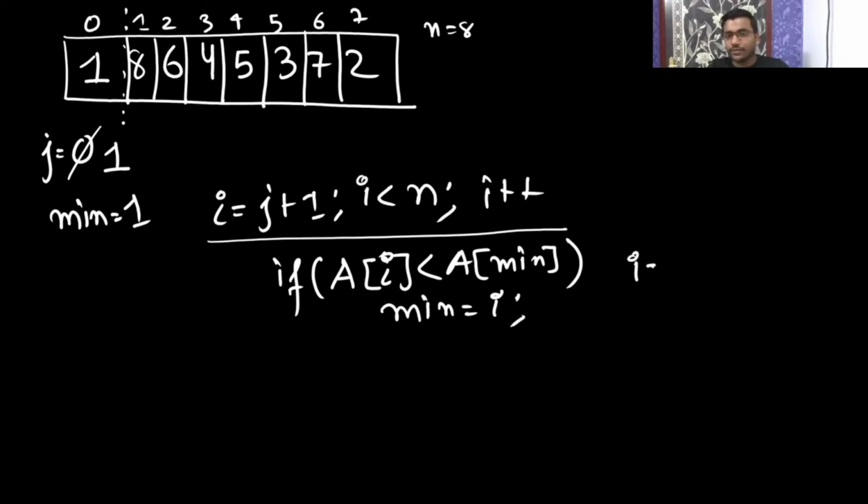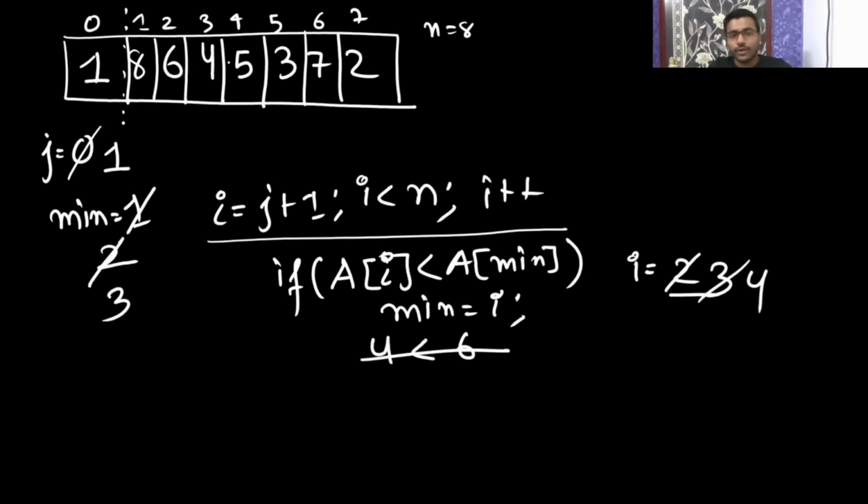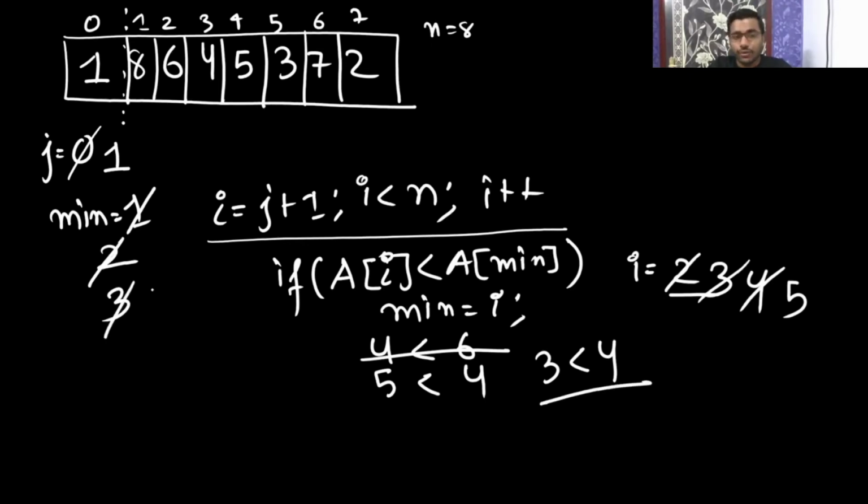So now i was having 2. Now mean you got here. Now i will increment, 2 plus 1, that is 3. So 4 is smaller than 6. Yes, it's smaller. So again mean will be i, so i is 3. Now it will again increment to 4. It's having 5. Is 5 smaller than a of 3, which is 4? No. So it will not go inside this if. Then i will again increment to 5. Now a of 5 is 3. 3 is smaller than 4. Yes. Now again mean will change to 5. Now i will increment to 6.